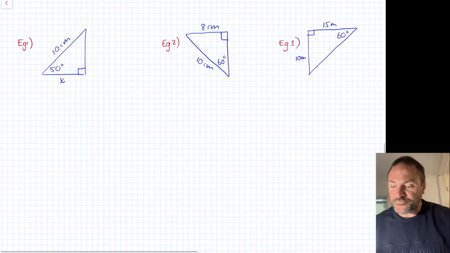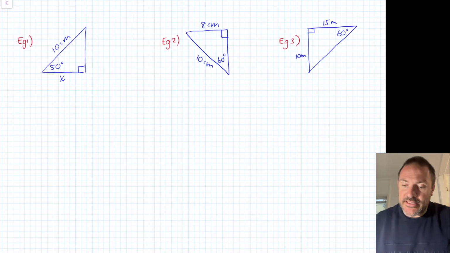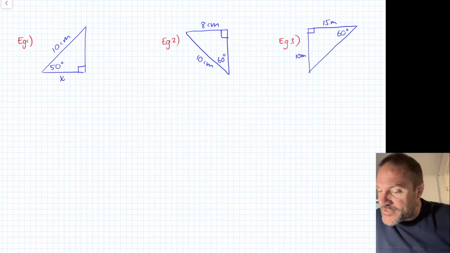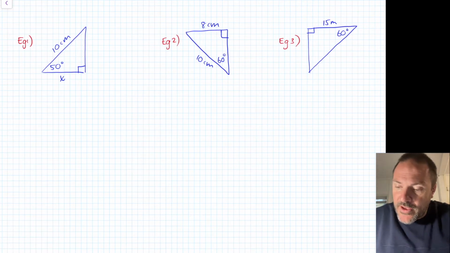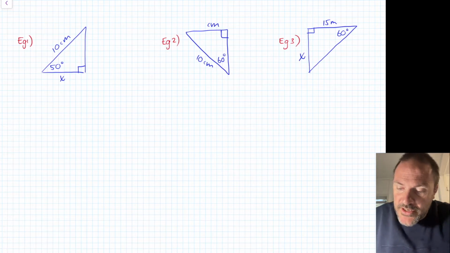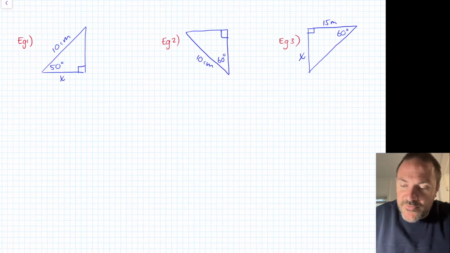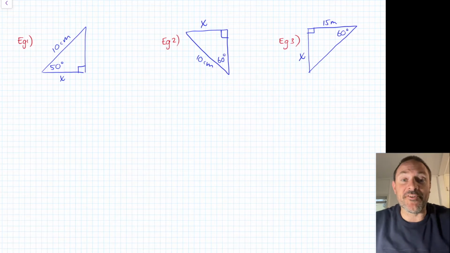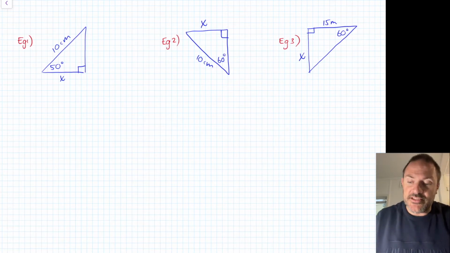Now, let's have a look. I'm going to slightly modify this last question here. I'm going to make that one an X. I'm going to slightly modify this one. I'm going to make this one an X as well. Otherwise, there are no unknowns to find. Okay, so 3 questions. For each of these, this is what I would like you to do.